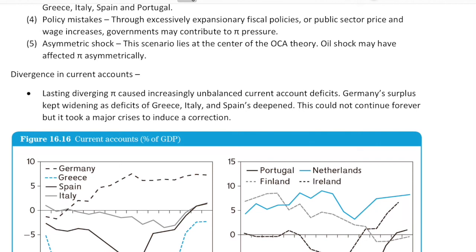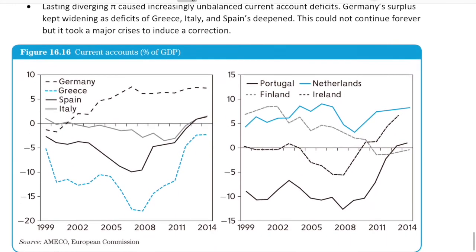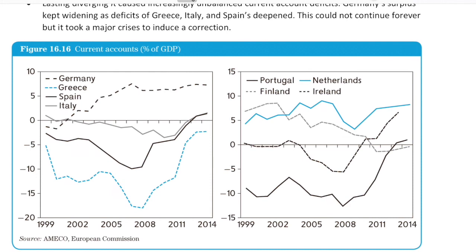For example, Germany, and this has been true forever. Germany is known to have a significant surplus, and that surplus kept widening after adoption of the euro. Whereas Greece, Italy, and Spain's deficits kept deepening, so they kept having imbalance or deficit in balance of payments. And the problem is this can't necessarily continue forever. Eventually, there is going to be some sort of symmetric crisis, so a crisis that affects everybody, and then it's going to hurt Greece, Italy, and Spain a lot more than it hurts other countries.